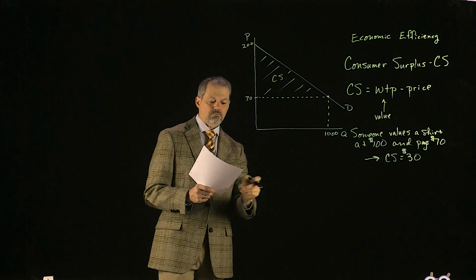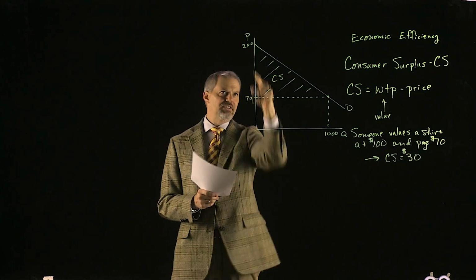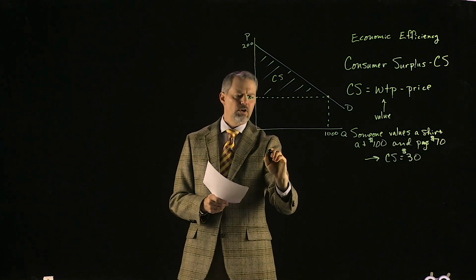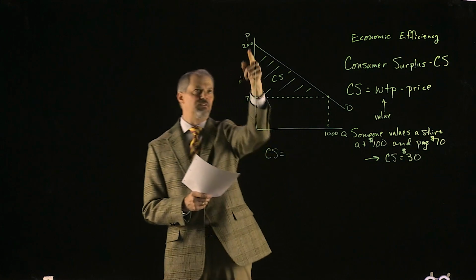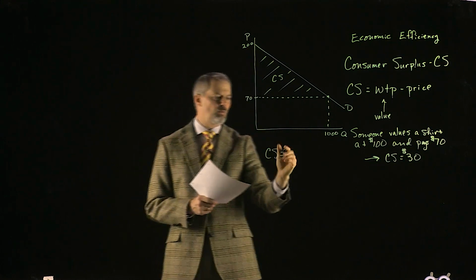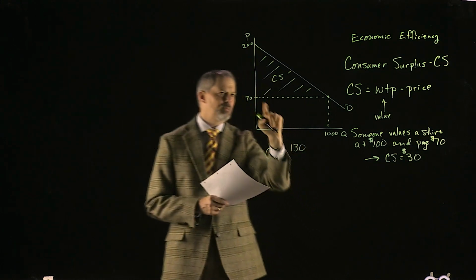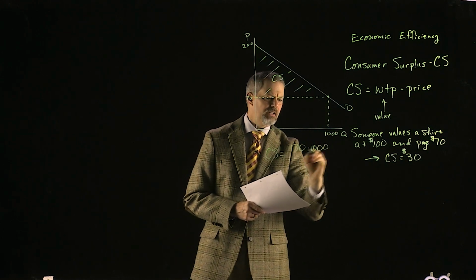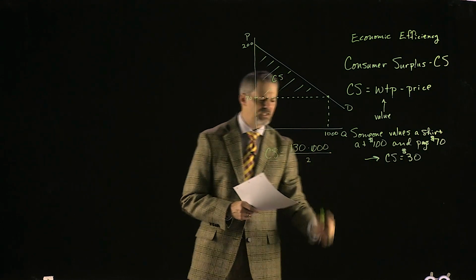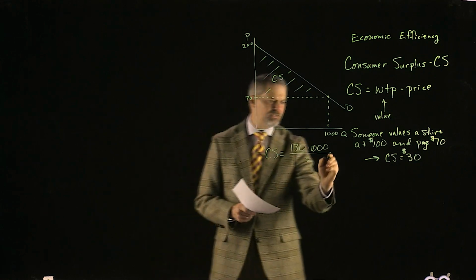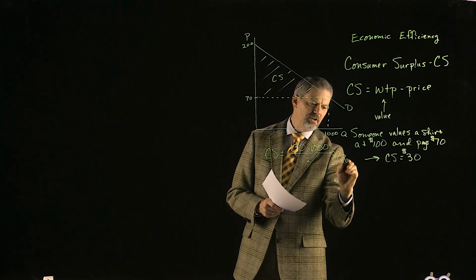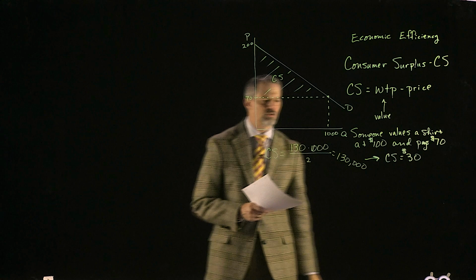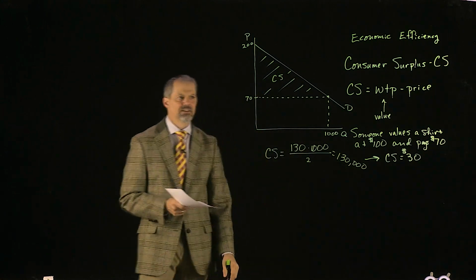So this is a triangle. Total consumer surplus would be this vertical distance, which is 130, times this horizontal distance, which is 1,000. And then we have to divide it by 2 because it's a triangle. That means that there's $130,000 of consumer surplus in that market.